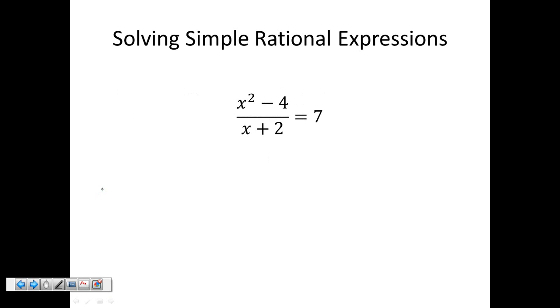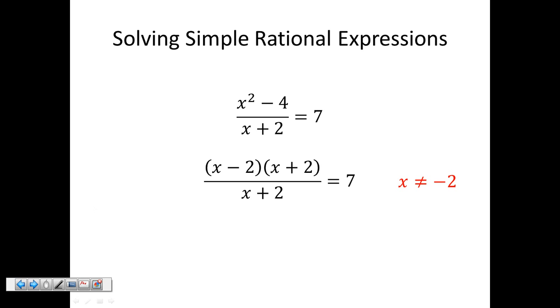Okay, so we're going to solve this. And first what we're going to do is try to cancel as much as we can. So if we factor out the top, again, it's a difference of squares. It factors out into x minus 2 times x plus 2. You see that those x plus 2's cancel. Now, what we have to do is remember that x cannot equal negative 2. If x equals negative 2 came up as our answer, we'd have to throw it away.